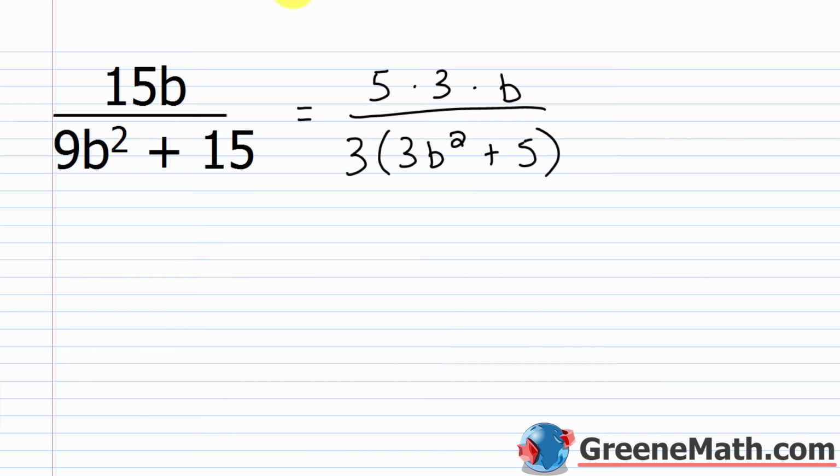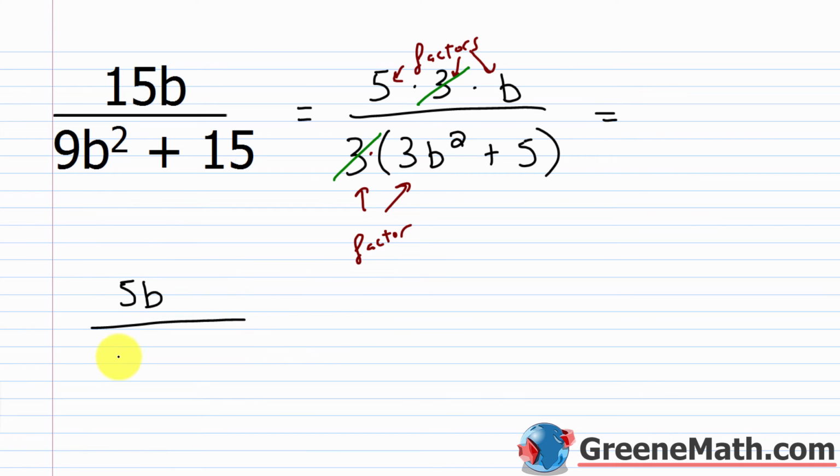Now, I'm going to cancel a common factor of 3 only. Why? This is multiplication. So I have a factor. Let me just write factors here and point to all of them. This is a factor, and this is a factor. So what can I cancel? I can cancel common factors. So I can cancel this 3 with this 3. Okay? So once I've done that, the simplified numerator is 5b, and the simplified denominator is 3b squared plus 5. That's all I can do.